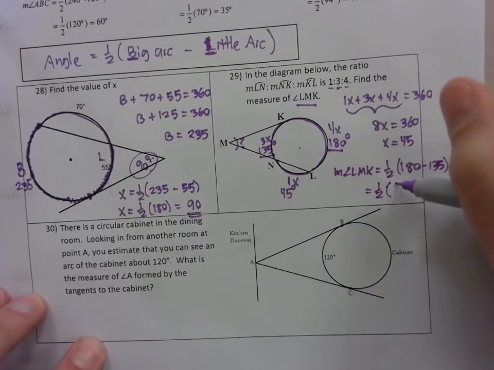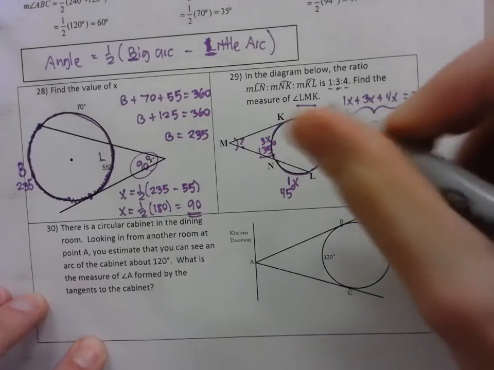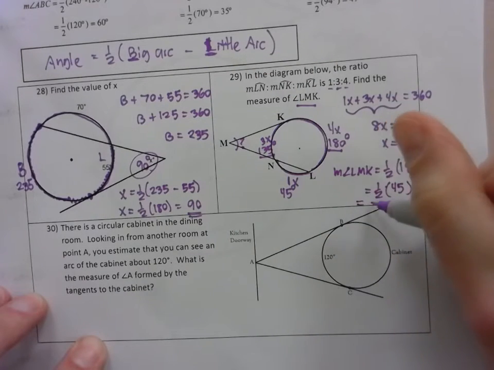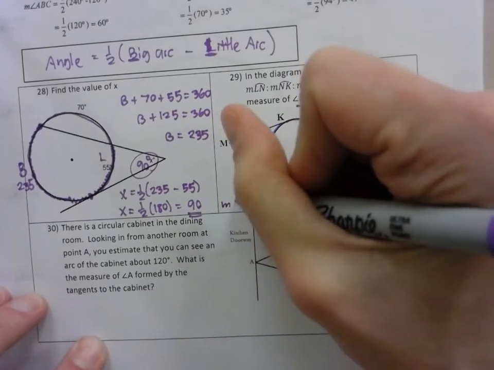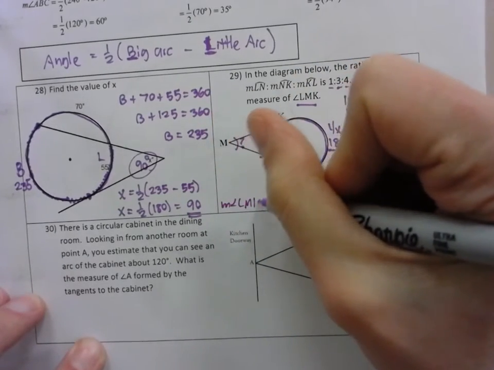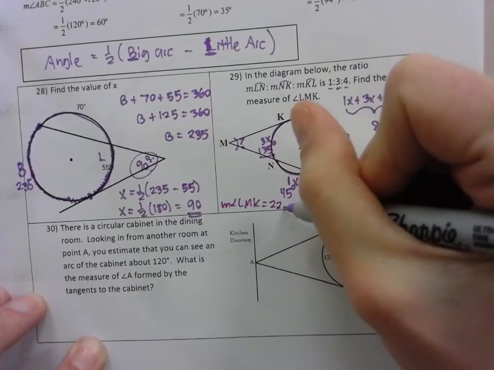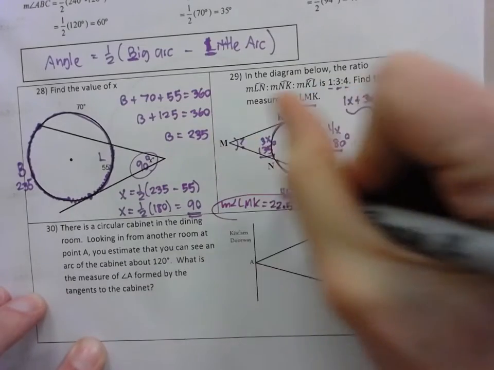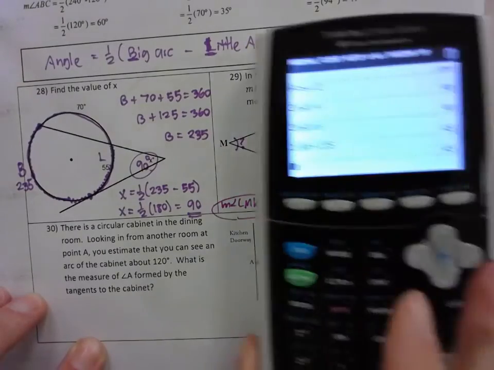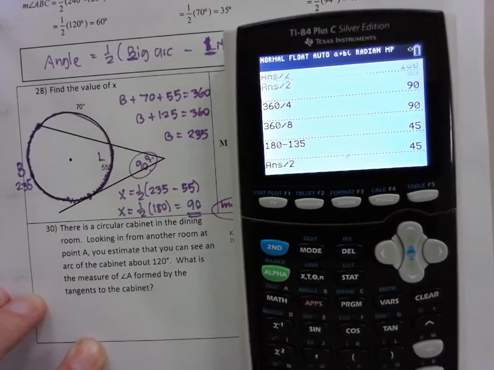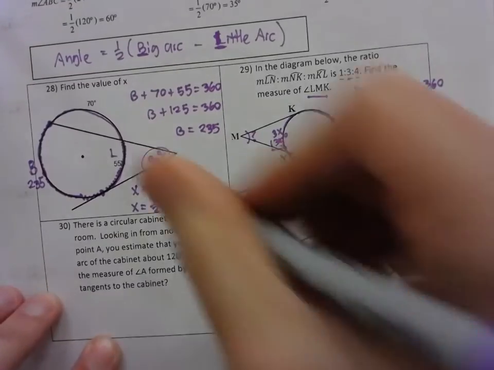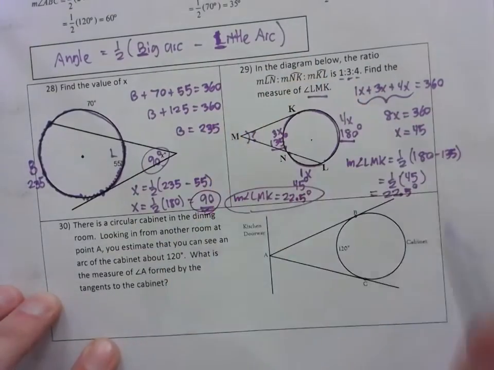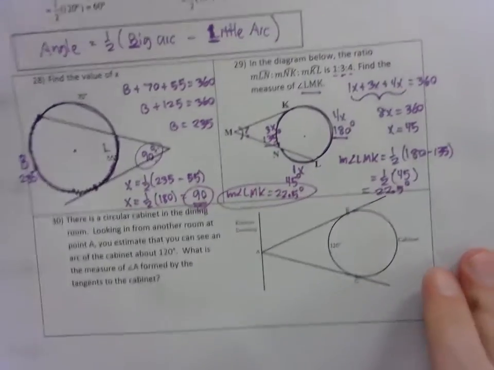So what is half of 45 degrees? Well, that's going to be 22.5, I believe. So the measure of angle LMK equals 22.5 degrees. And if you want to double check that, divide by 2, and there's your answer. Boom. So we got 90 degrees, 22.5 degrees.